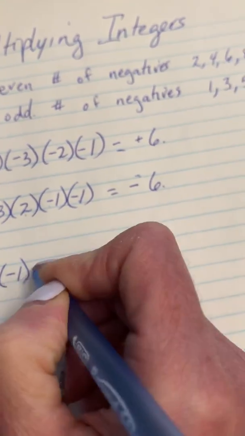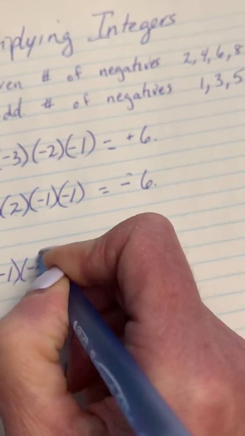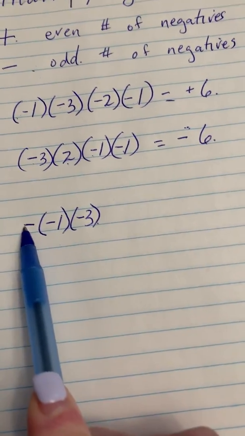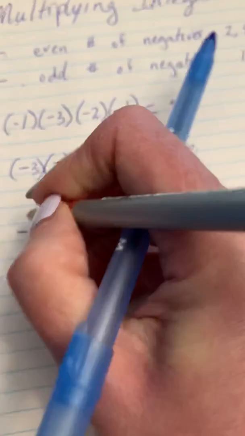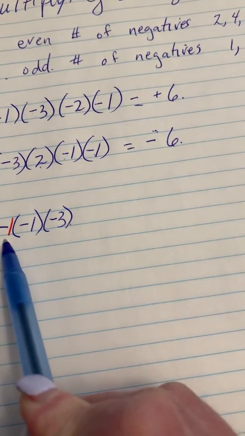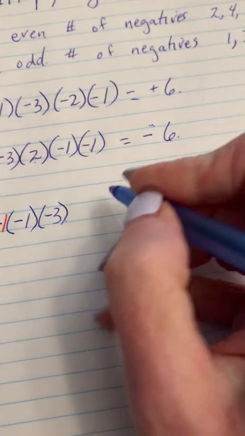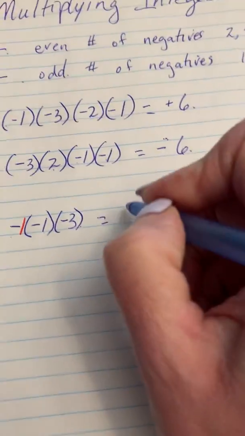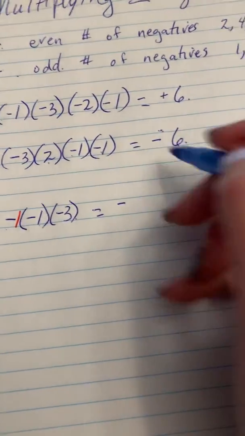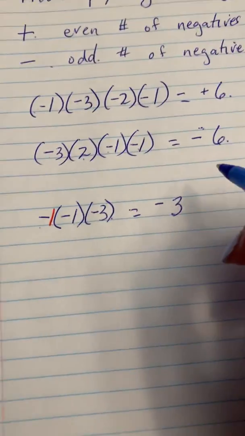Subtract -1 times -3. Okay, how many negatives show up here? This one here, because remember, that has an invisible 1 sitting in front of it. So it's really -1 times -1 times -3. What's your answer then? Negative. Now go back and do the work. 1 times 1 is 1, times 3 is 3. So you're going to get a negative answer.